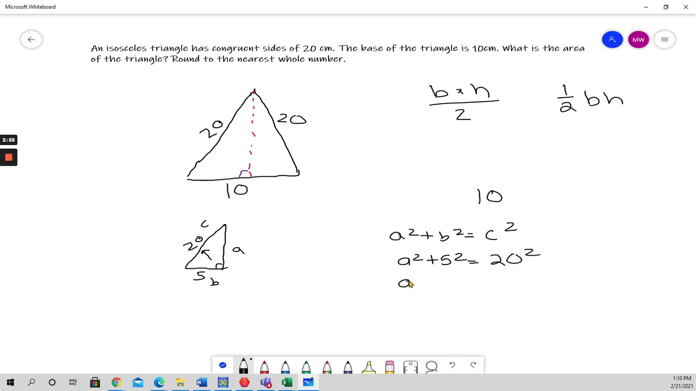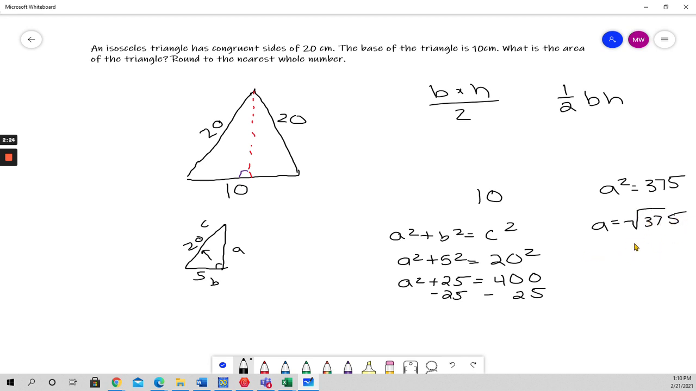So a squared plus 5 squared equals 400. And that should really be a squared plus 25 equals 400. I'm going to subtract 25 from both sides. And I'm going to get a squared equals 375, which means a equals the square root of 375, because it's not a perfect square.